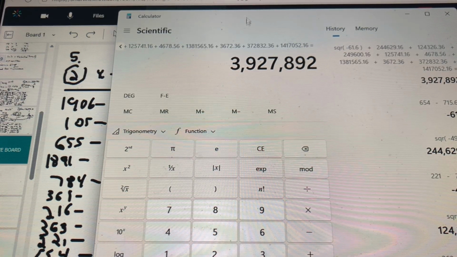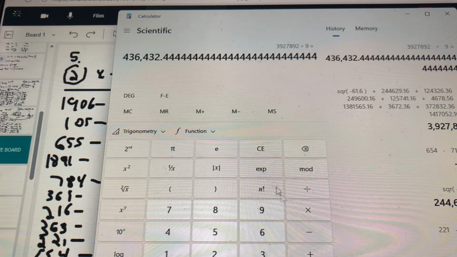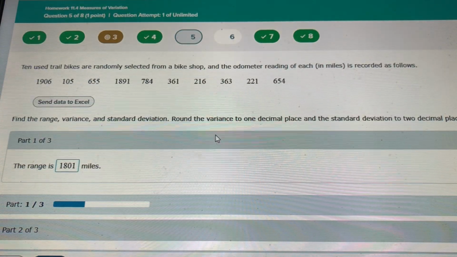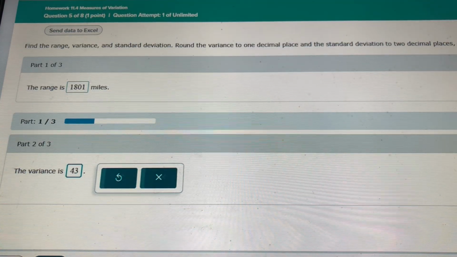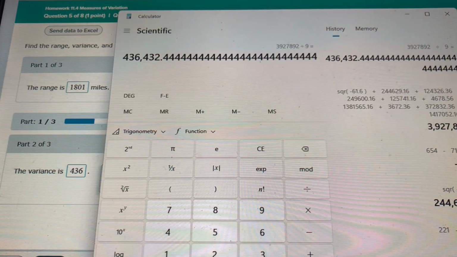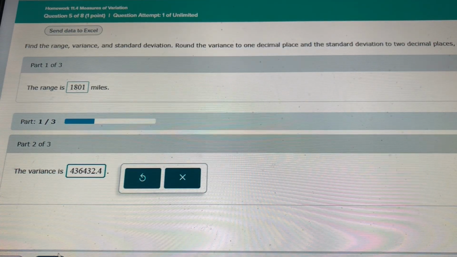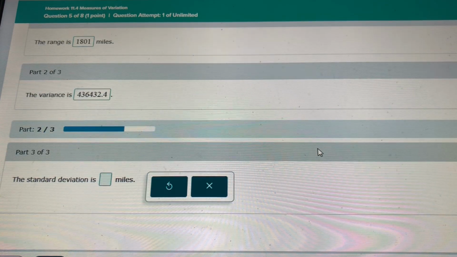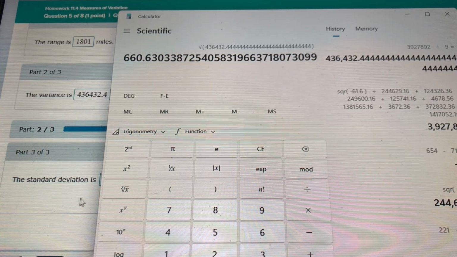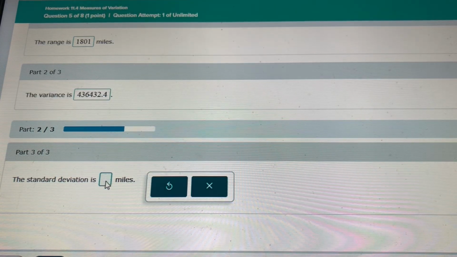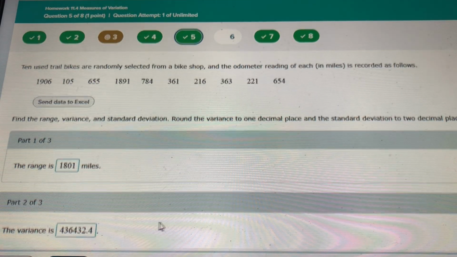Since there were 10 original numbers, we're going to divide this by 9 to get the variance. And if they still want one decimal, yes, 436432.4. And then square root it. The standard deviation is always the square root of the variance. 660.63. So standard deviation is easy. If you get the variance right, you just square root it, and that's easy.